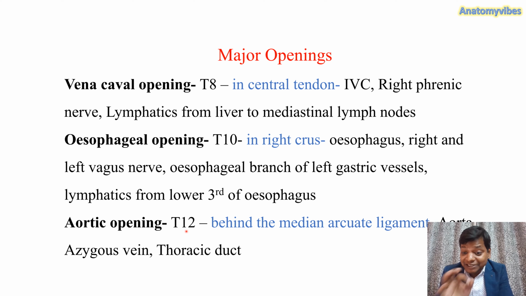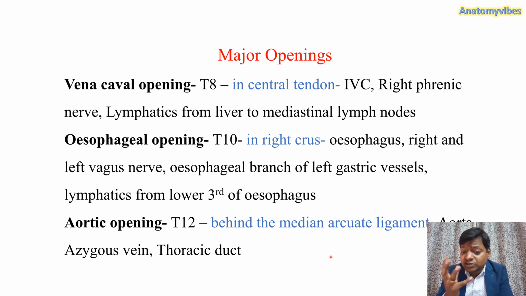So openings of the diaphragm, major openings, vertebral levels. T8, vena cava, 8 letters. T10, esophagus, 10 letters. And T12, aortic opening. So these are the vertebral levels. Now discussing more, the vena caval opening is present in the central tendon, while the esophageal opening is present in the right crus of the diaphragm, and the T12 aortic opening is present behind which ligament? Median arcuate ligament. Simple.